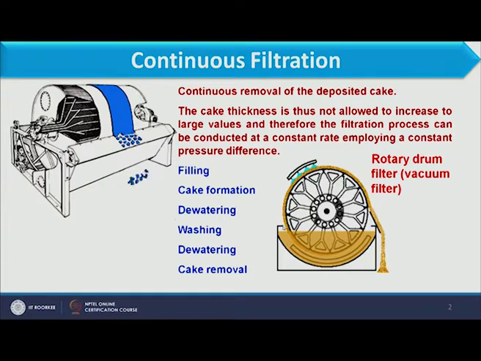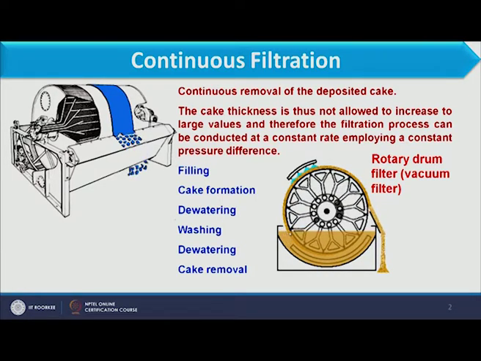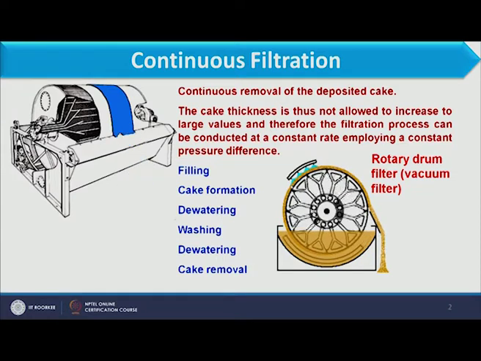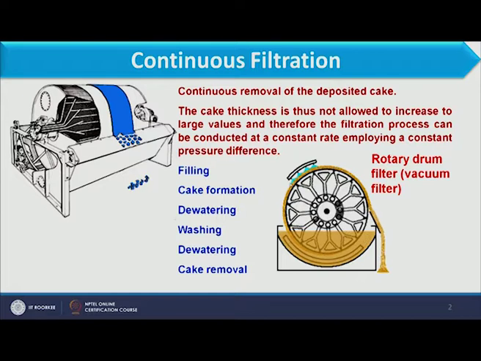If you see, here we have complete formation of the cake, and whatever water is available is again taken by these lines which are connected with the vacuum. So here we have the dewatering step. Once the dewatering process is completed, we should go for the washing. So here you see, cake washing is done.